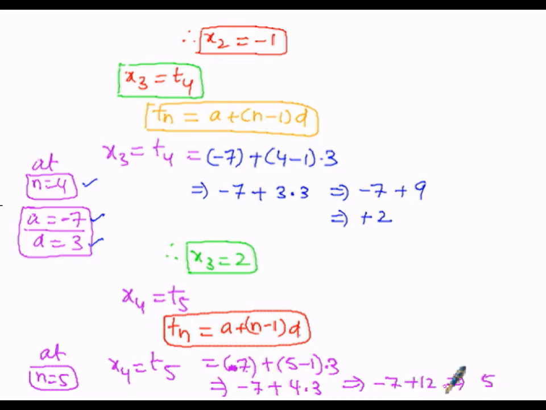To assess the sign of this 5, 12 is greater than 7, so the sign of 12 is positive. Therefore it takes the positive sign. Therefore x4, the fourth arithmetic mean, is 5. Hence x4 is 5.